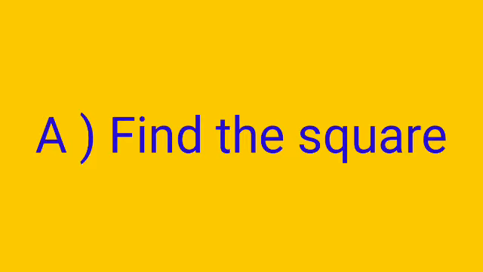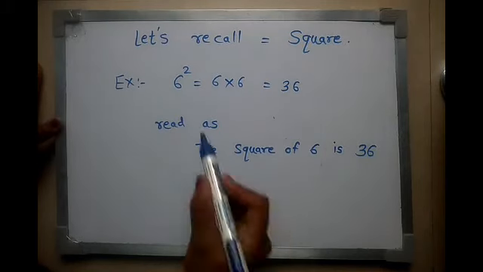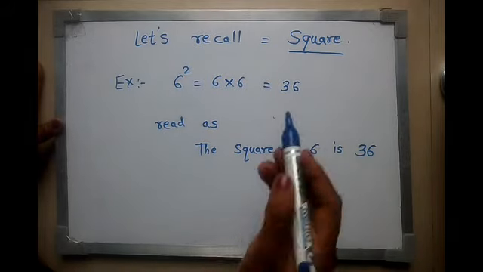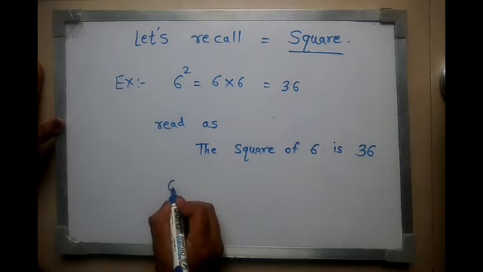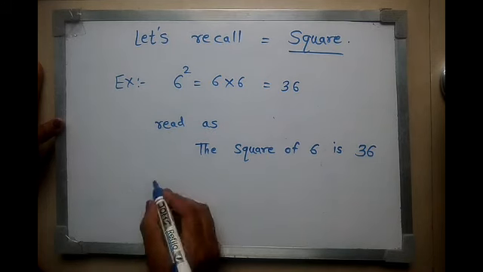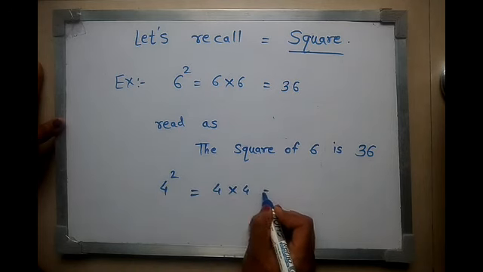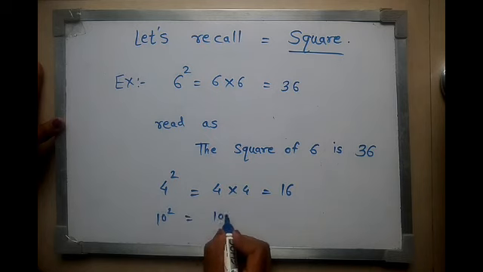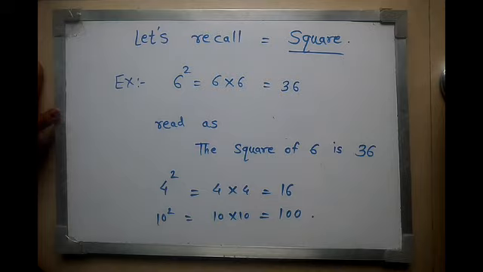Find the square. Let's recall square. For example, 6 raised to 2, 6 into 6 is equal to 36. Read as the square of 6 is 36. 4 square, 4 into 4 is equal to 16. 10 square, 10 into 10 is equal to 100.